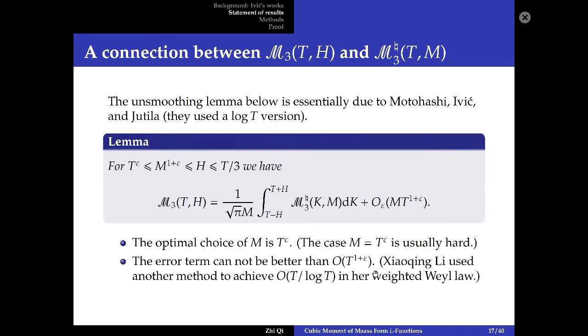Okay, let's continue. So if you want t to the 1 plus epsilon, then you need to take this m as small as t to the epsilon. But this is usually very hard. But fortunately, in our case, we can do this. And one thing you should know is that Xiaoqin Li obtained t over log t. So in his paper, he used another method. So you cannot achieve this by this unsmoothing lemma.